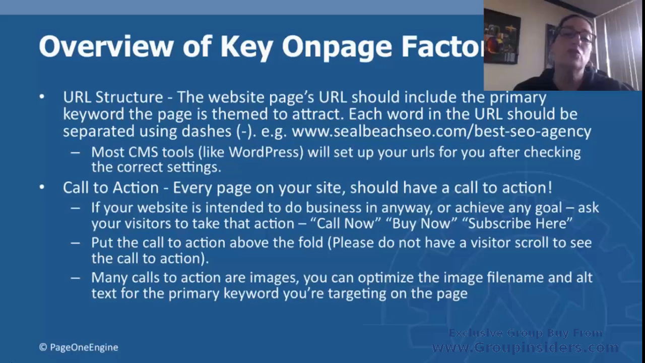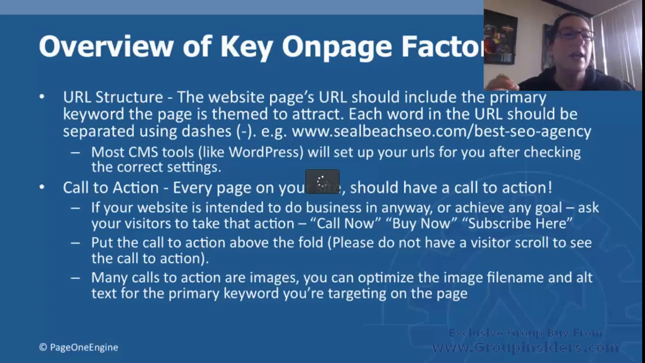So the URL structure, the website page's URL should include the primary keyword the page is themed to attract. So for example, www.sealbeachseo.com/best SEO agency. Most content management tools like WordPress will set the URLs up after, so you want to be sure to set those settings correctly so that you can have the URLs be as friendly as possible.